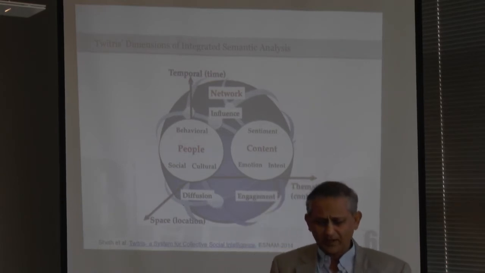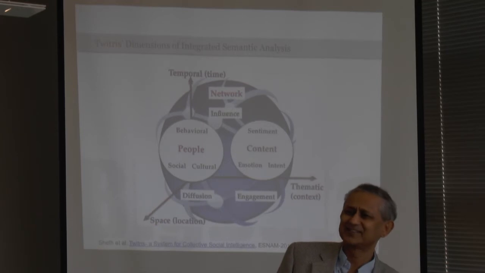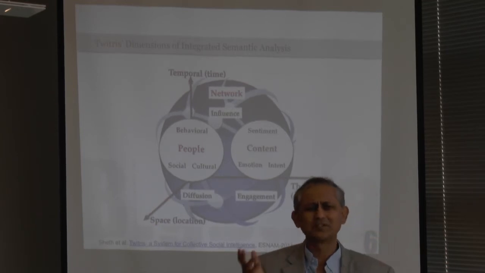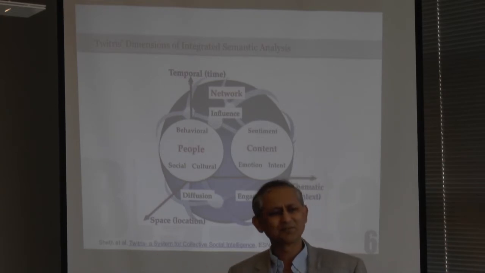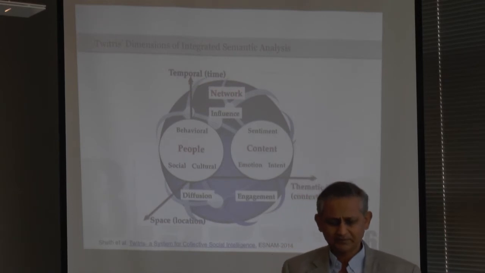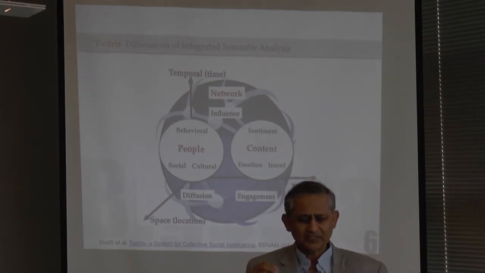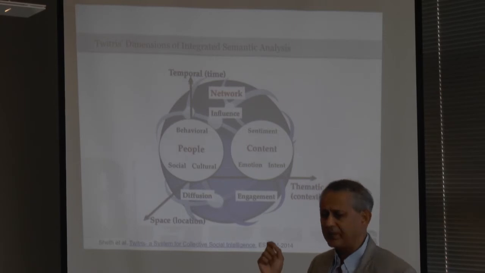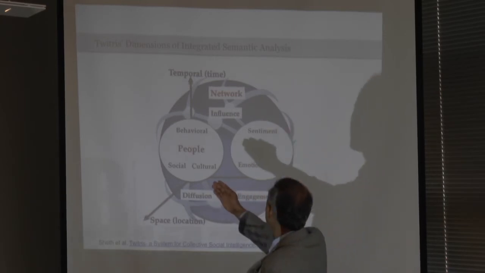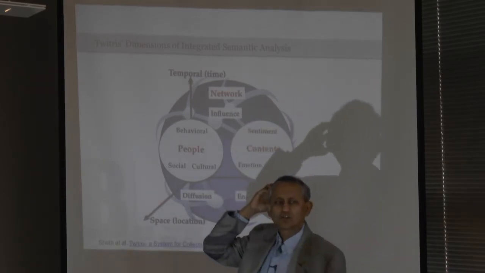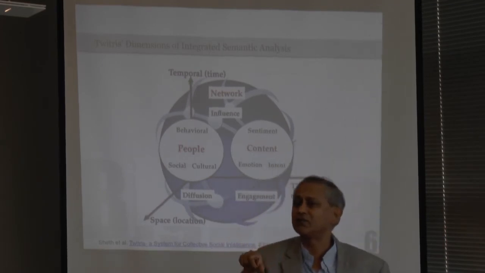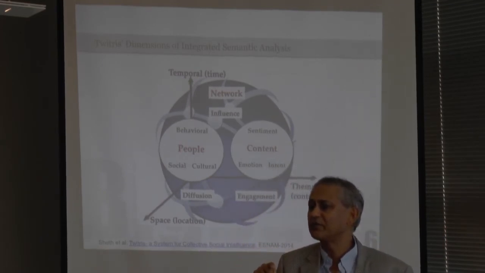Okay. Time is the easier part, right? There's not that much of a challenge. Of course, there are normal challenges, like the last week keeps on moving because it depends on when you ask the question. Those kinds of things there are with time. And then thematic context, which is what are the topics that they talk about. The second is called people content network. People content network. So people is about the use of profile information or demographic information.